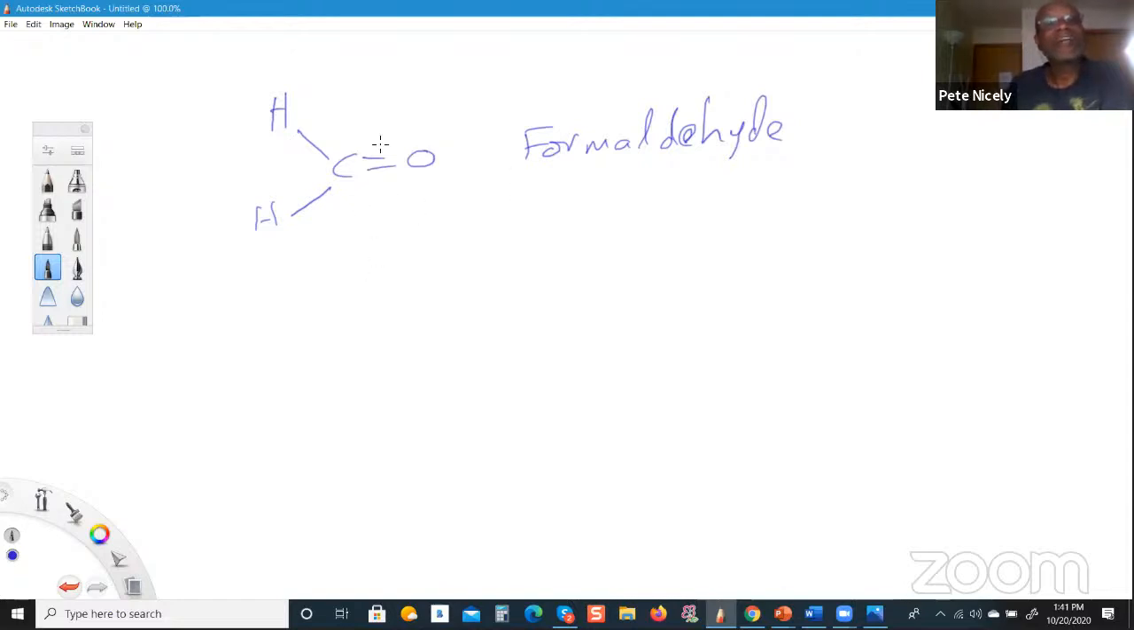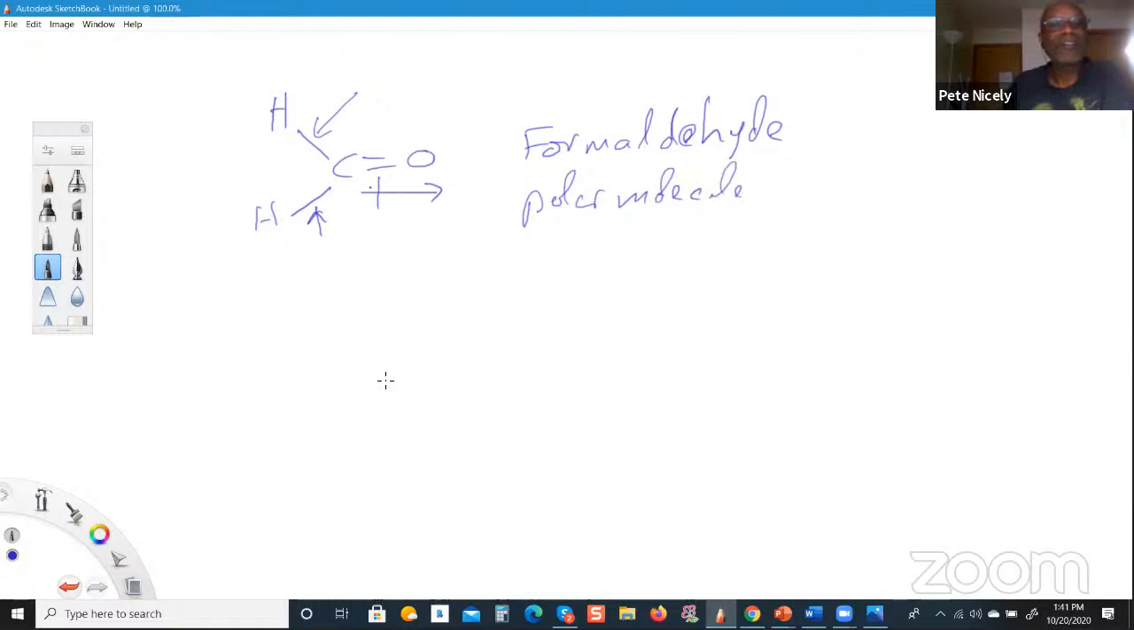Now, again, the carbon-hydrogen bonds are essentially nonpolar. The carbon-oxygen bond is polar, because oxygen is more electronegative than carbon. So the net result is that formaldehyde is a polar molecule.